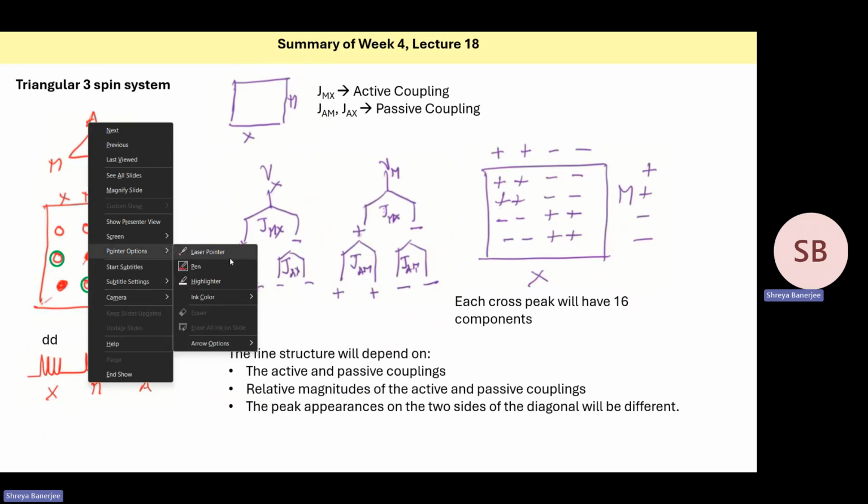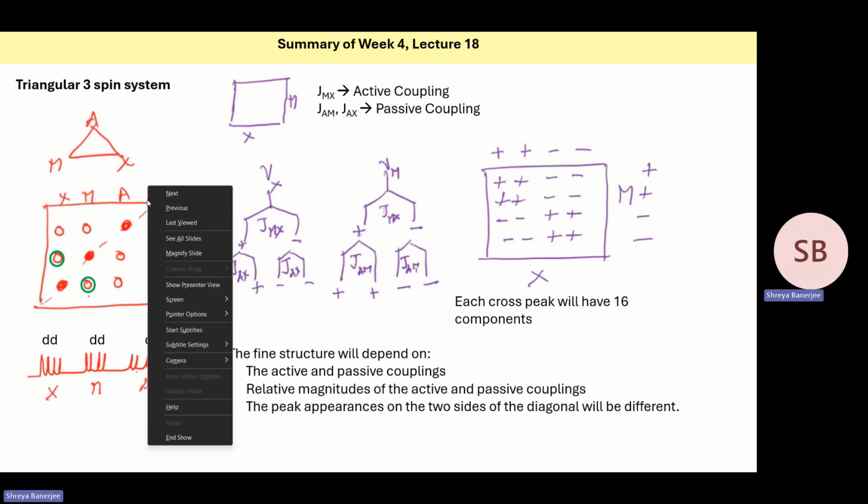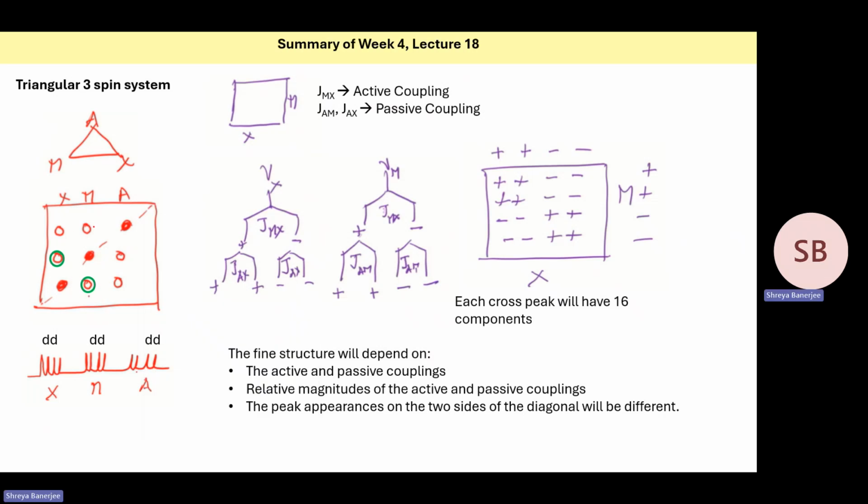A three-spin system can also be triangular. So you have A, M, and X arranged in a triangular fashion. In this case, there are some additional peaks. You have the peaks that you had earlier, A interacting with M and M interacting with X. But what are the additional peaks you have now? You have this peak, which is A interacting with X. In this one, each spin is interacting with the other two.